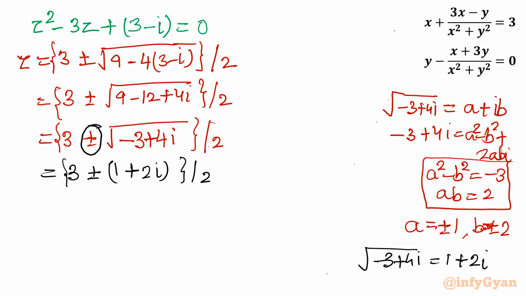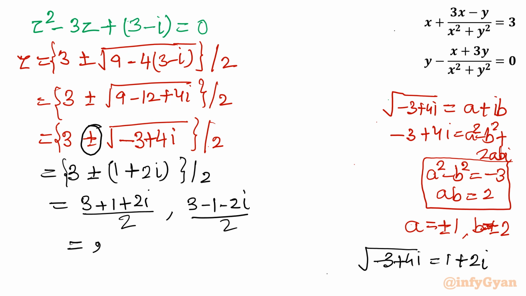Now consider plus sign first. So 3 plus 1 plus 2i over 2. And then we will consider minus sign. So 3 minus 1 minus 2i over 2. 4 plus 2i over 2, so I can write 2 plus i. And then I will write 2 minus 2i over 2, so I can write 1 minus i. This is our z.